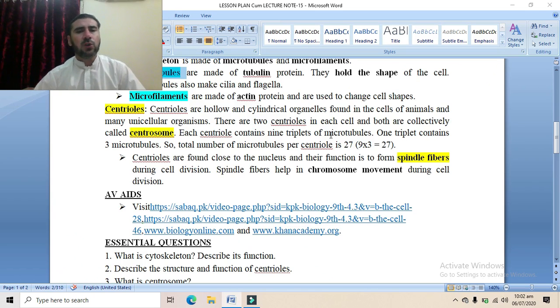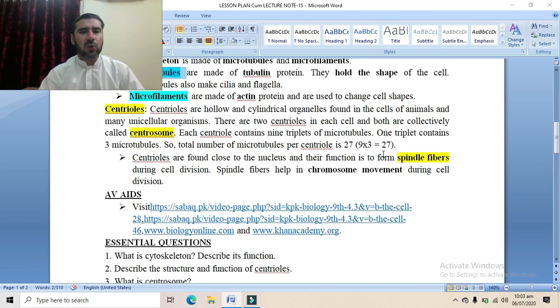There are two centrioles in each cell, and both are collectively known as centrosomes. Per animal cell or per protist cell, there will be two centrioles, and both are close to the nucleus, and both are collectively known as centrosome.